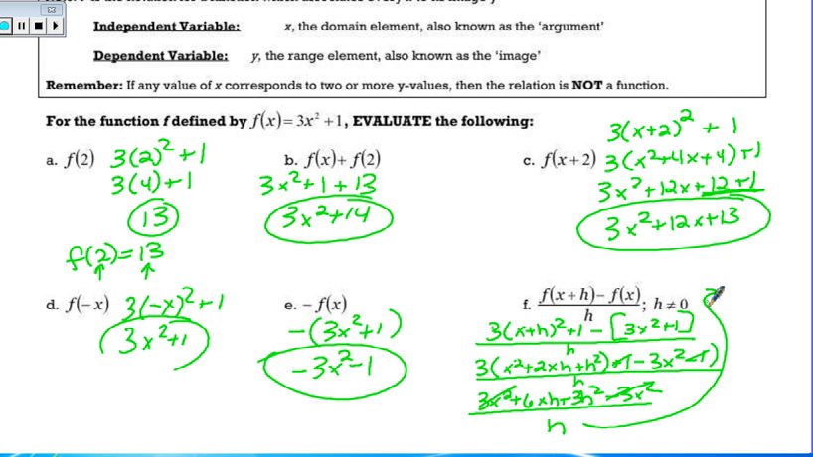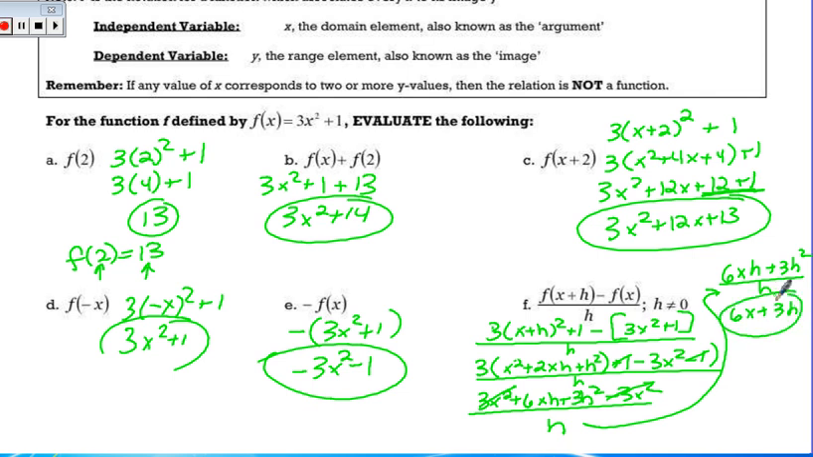Continuing on, what we're left with at this point is 6xh plus 3h squared all over h. And I have an h in all three terms. In order to cancel it, it must be present in all the terms. We're going to be left with 6x plus 3h.